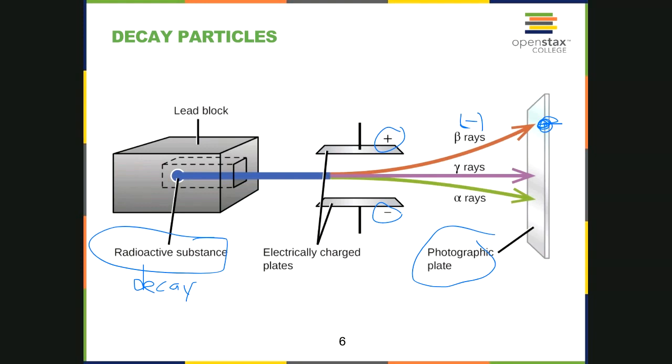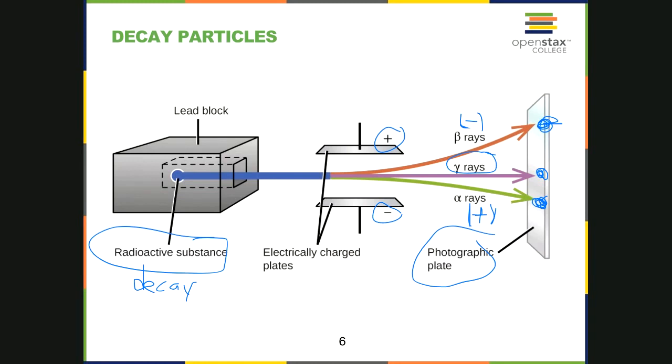Then they saw there had to be a particle like the alpha particle that would be attracted to a positive charge, or excuse me, they were positive and they were attracted to a negative plate. So you saw spots down here. Then they had some spots that were appearing in the middle. They realized that these were not positive or negative, and so that was the gamma rays. So that's how they figured out some of the information about the different decay particles.